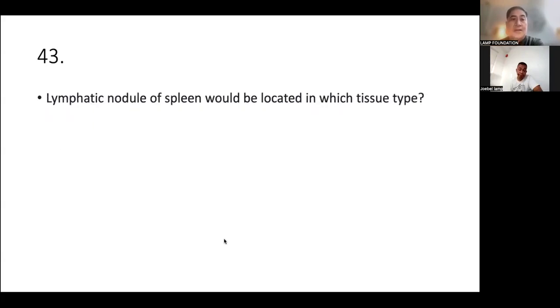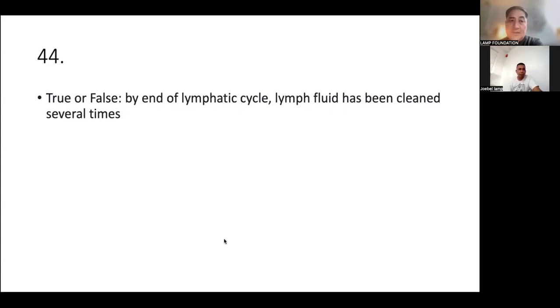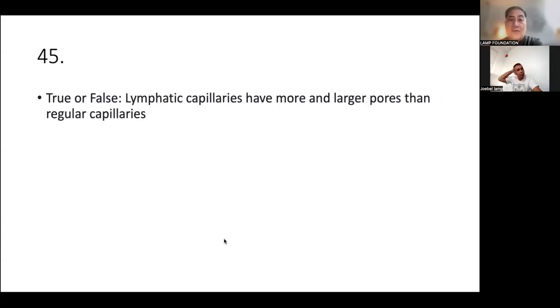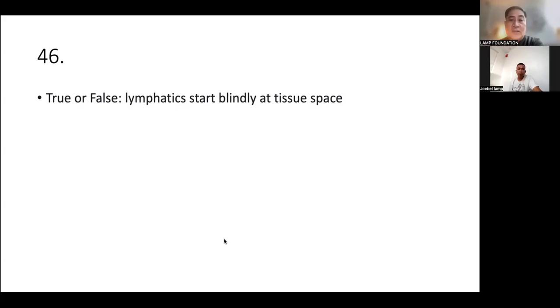Decreased. Lymphatic nodule of spleen would be located in which tissue type, red pulp or white pulp? White pulp. True or false? By the end of lymphatic cycle, lymph fluid has been cleaned several times. True. True or false? Lymphatic capillaries have more and larger pores than regular capillaries. True. True or false? Lymphatics start blindly at tissue space.